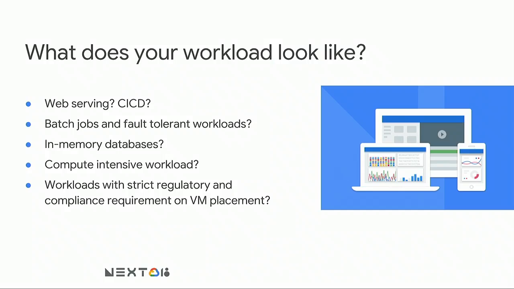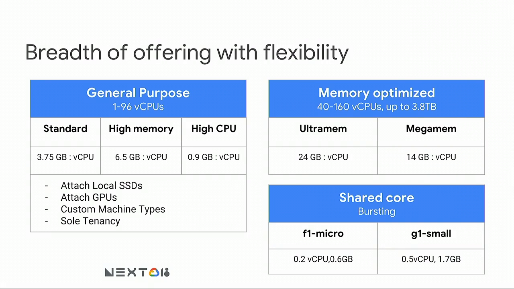So let's first look at the popular workloads running today in the cloud. Here's just a list of them, and the list goes on and on. Basically, at Google, we understand customers come with a diverse set of workloads. They all have a diverse set of requirements. And we are providing a wide range of machine types, VM instances, and features to make sure we can meet all your workload requirements. Here's an overview of the general categories of machine types we're offering at Google. We have general purpose, memory optimized, and shared cores.